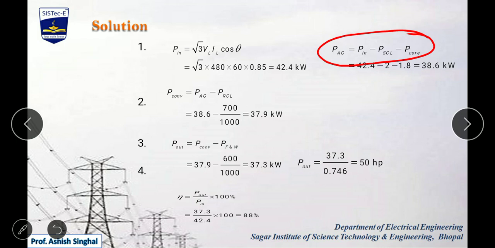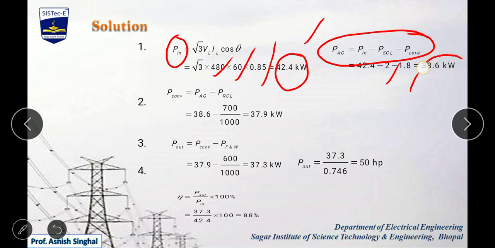Now, what is the formula of P input? I have already discussed it with you: root 3 VL IL cos theta. VL is given, current is given, cos theta, the power factor, is given. So we can find out the power in kilowatt or watt. Why do I say kilowatt? Because all the losses in the circuit are given in kilowatt. So total PAG we can find out as 38.6 kilowatt.